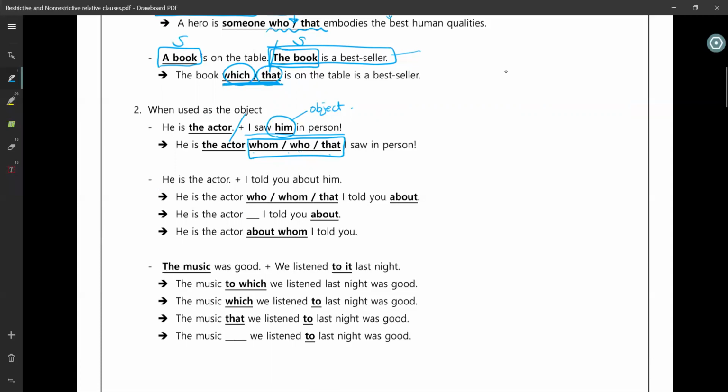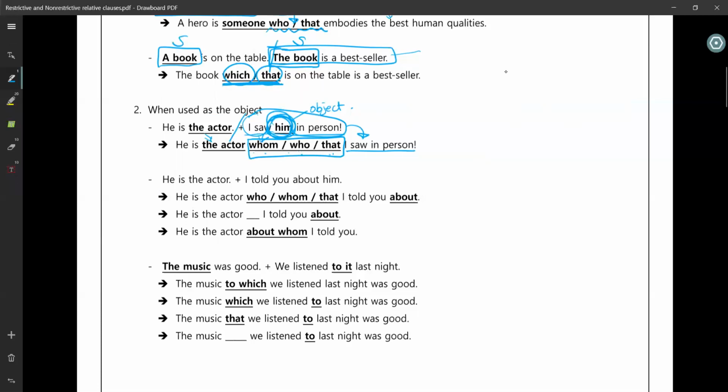So he's the actor. This sentence comes here. And then you convert. So this part, object part, comes first. Whom, who, or that, you can choose. And then you come with the rest of the sentence in here. You can also do this. Take a look at the options that are available for you when you are using this as an object.